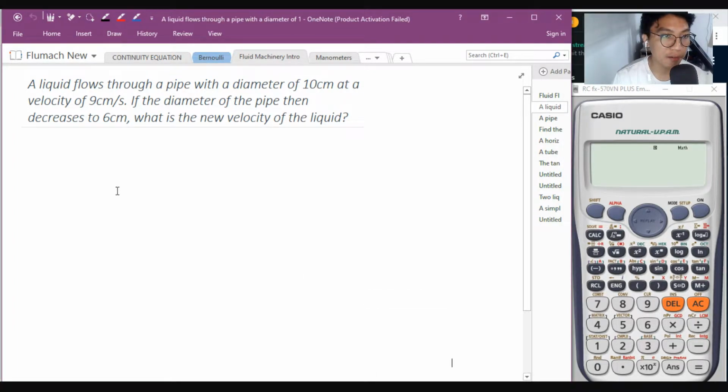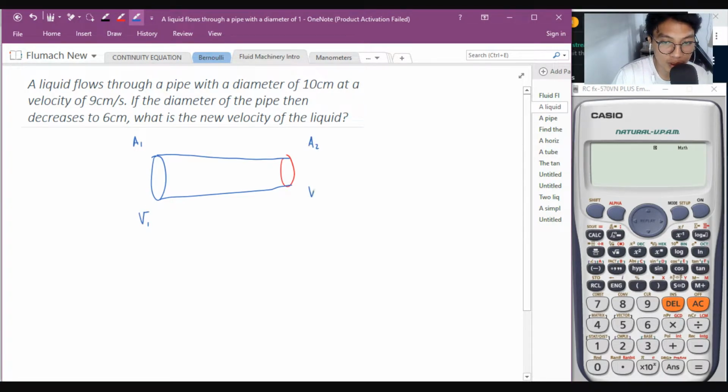Problem number 1, a fluid flows through a pipe with a diameter of 10 cm at a velocity of 9 cm per second. If the diameter of the pipe then decreases to 6 cm, so i-drawing muna natin siya. This is section 1. Read natin yung section 2. Ayan. So, meron kang fluid flow dyan sa pipe na yan. Okay, meron kang area 1, meron kang velocity 1, meron kang area 2, velocity 2.